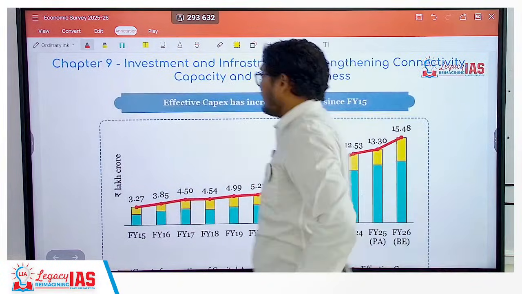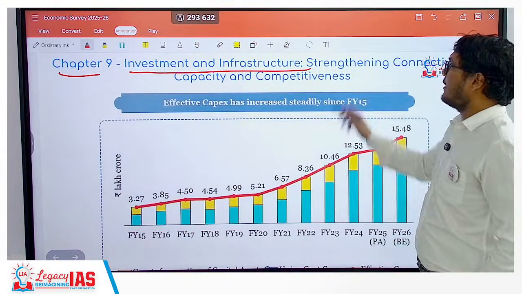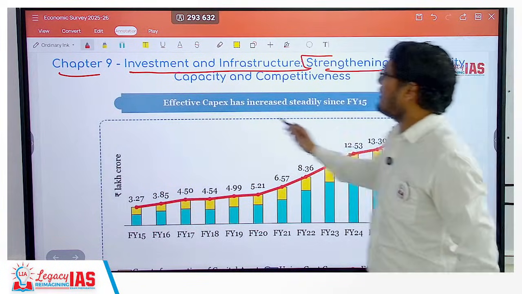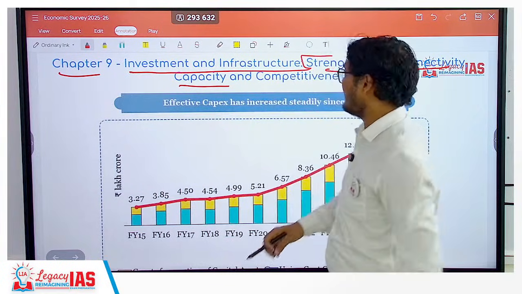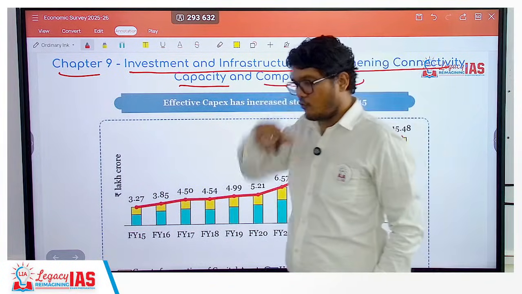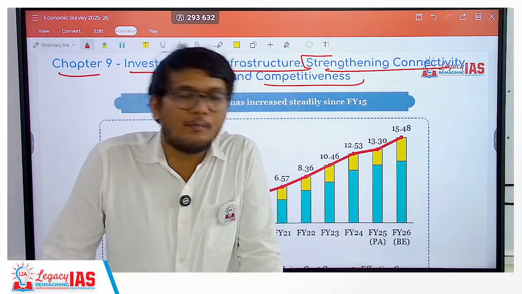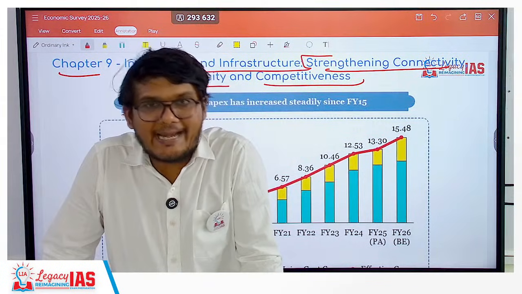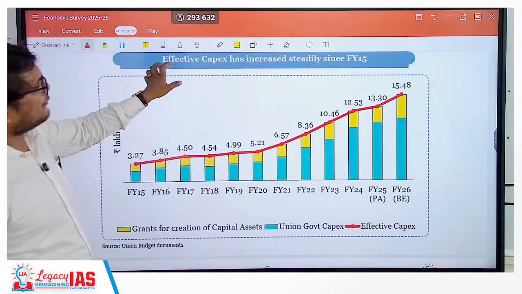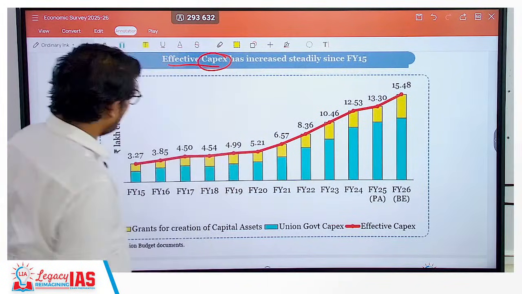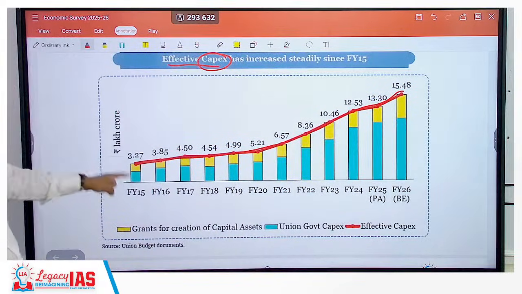Next, chapter 9 talks about investment and infrastructure, and about strengthening our connectivity capacity, railways, roadways, airways, increasing that, and the competitiveness. Competitiveness means having higher efficiency in transportation, be it transportation of human beings or of the freight or goods that are transported. So here it's the effective capex. Capex means capital expenditure. So you can see that capital expenditure has successively increased since 2015.